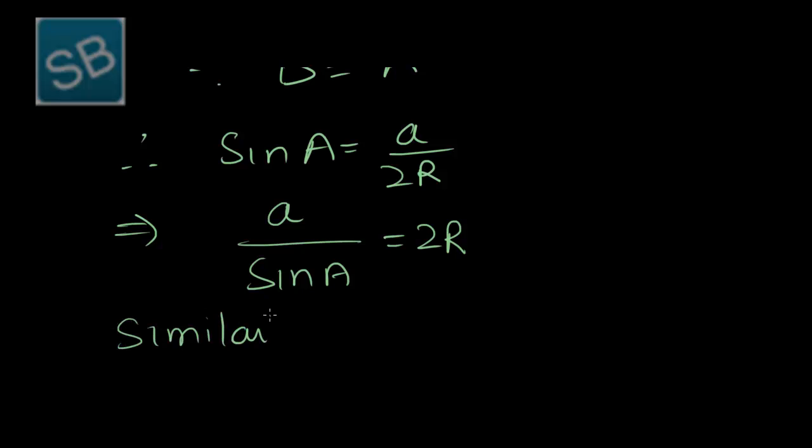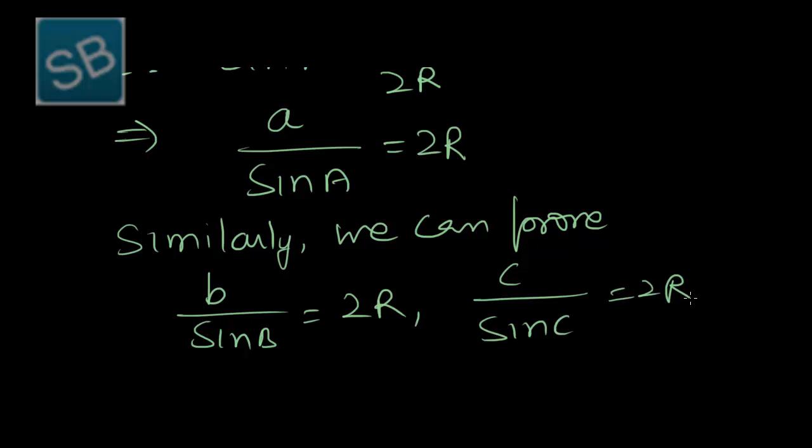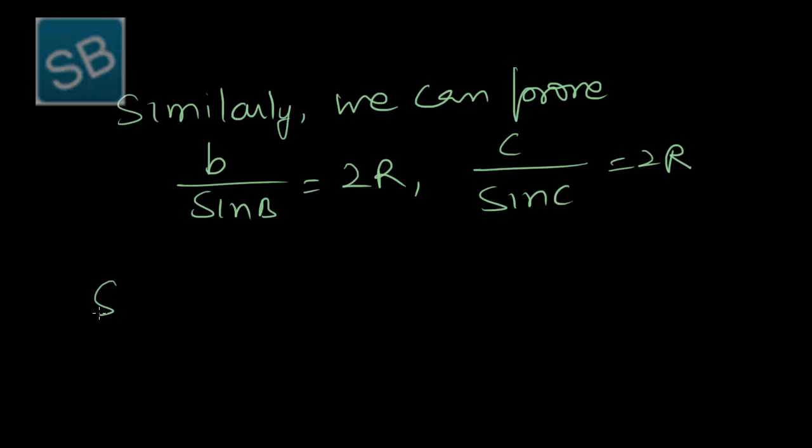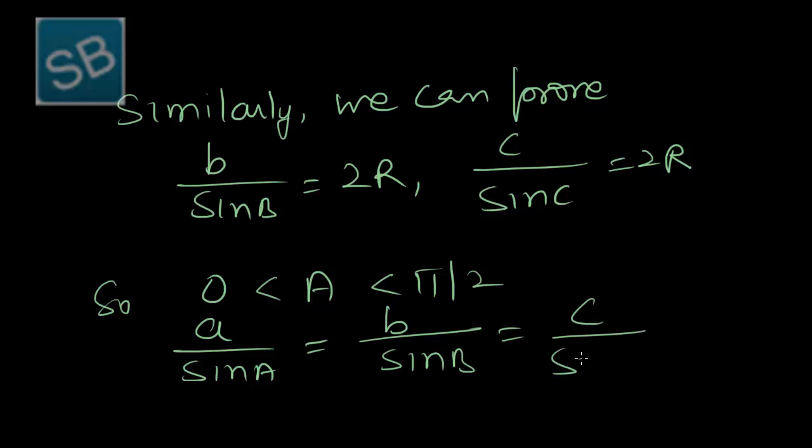Similarly, we can prove B over sine B is equal to 2R and C over sine C is equal to 2R. So when A is lying between 0 to pi by 2, we have A over sine A is equal to B over sine B is equal to C over sine C is equal to 2R. This is called the sine rule when A is lying between 0 to pi by 2, that is, A is an acute angle.